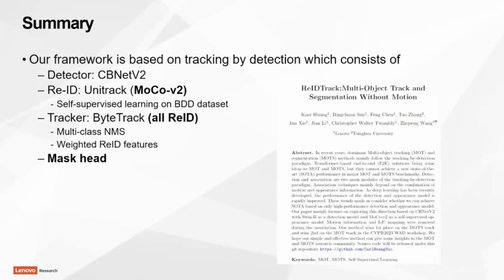Now, to summarize our solution. We use CBNet V2 with Swin B as the detection model, and the appearance model is trained by self-supervised learning, MoCo V2. For tracking, we change to byte association, and also add multi-class NMS and weighted ReID feature. Another change is that we add a mask hint for detection for the MOTS task.